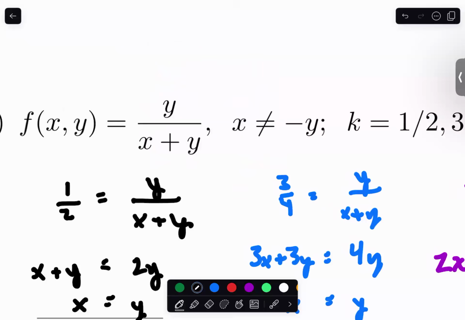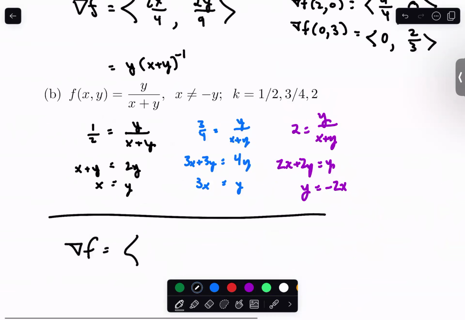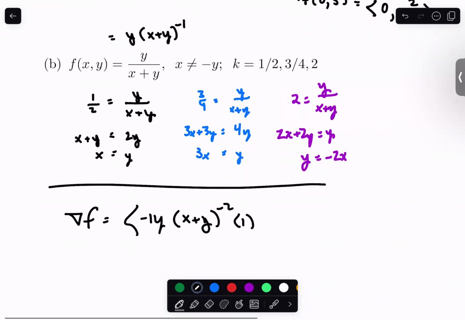So I'm going to realize that this is equal to y times (x plus y) to the negative first power. And so when I take the derivative of that with respect to x, the y is along for the ride. When I take the derivative, the negative 1 is going to come down. I'm going to reduce my power by 1, leave the inside alone, then multiply by the derivative of the inside, again with respect to x. So it's just going to be 1.